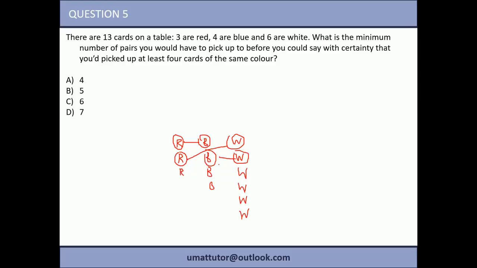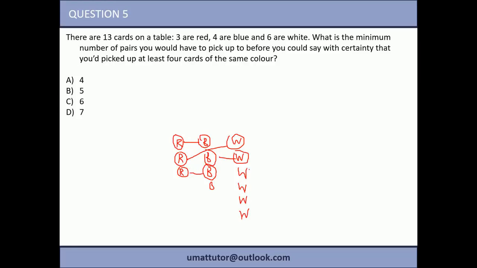Keep going to the row down. So another red and blue here. You can see that really there's no chance of getting 4 reds. To get 4 blues, you'd have to have all 4, and likewise with the white, you'd have to get down to this W here to have 4 of them. So at this point, we're still fine when we've picked up 1, 2, 3, 4 pairs.